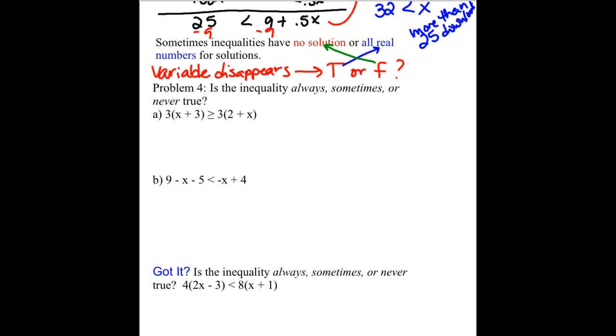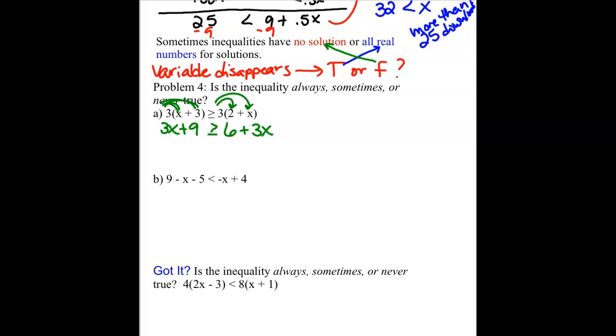The first step I'm going to do is to do some distributing to clean up the parentheses. So 3 times x would be 3x, and 3 times 3 would be 9. On the right side, 3 times 2 would be 6, and 3 times x is 3x. When we go to clean this up and get our variables to one side, you'll notice that they disappear on us. We have a statement 9 is greater than or equal to 6. We have to evaluate that to determine if that is true.